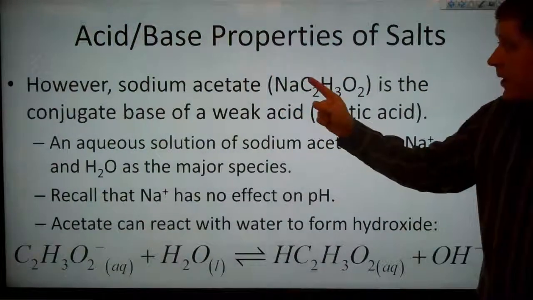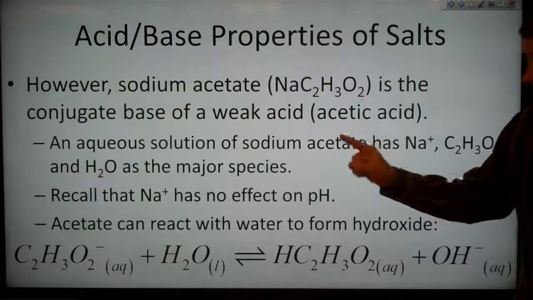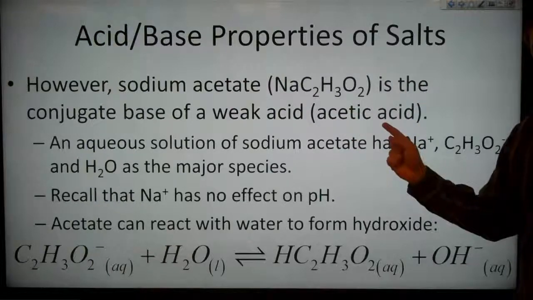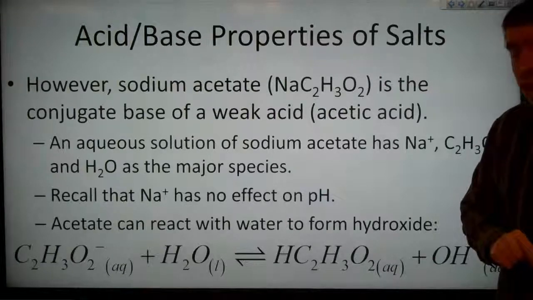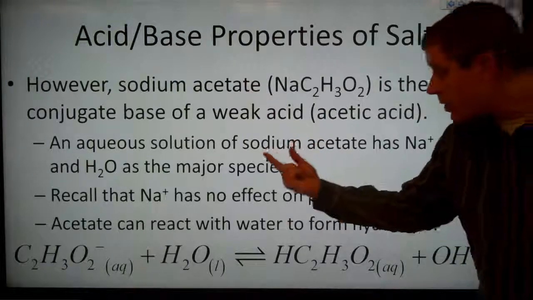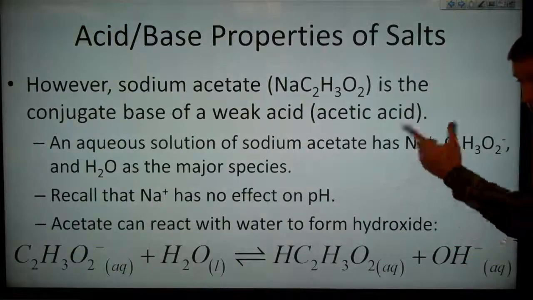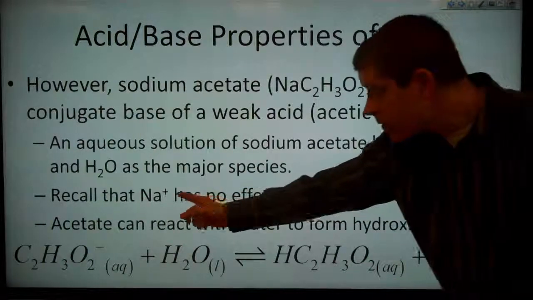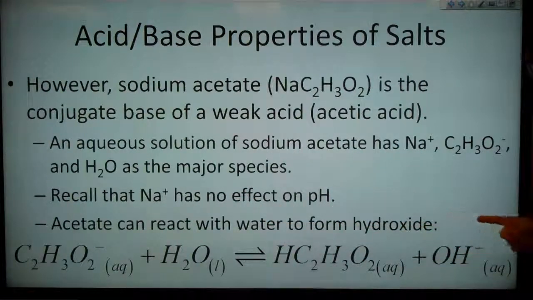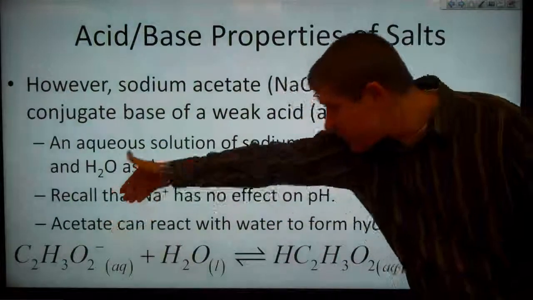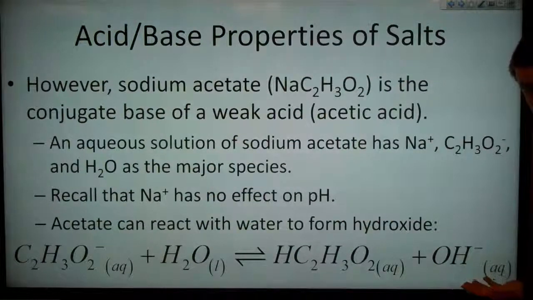But if we have something like sodium acetate, it is the conjugate base of a weak acid, acetic acid. Now it's not the sodium part, it's the acetate part here that is the conjugate base of our weak acid. So an aqueous solution of sodium acetate has sodium ions and acetate ions and water as our major species. But remember, sodium ions have no effect on the pH, but acetate can react with water to form hydroxide. So if we have acetate ions plus water, we get acetic acid and hydroxide ions.